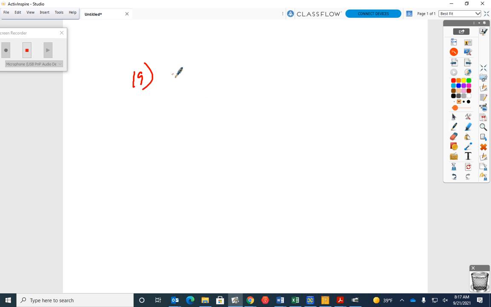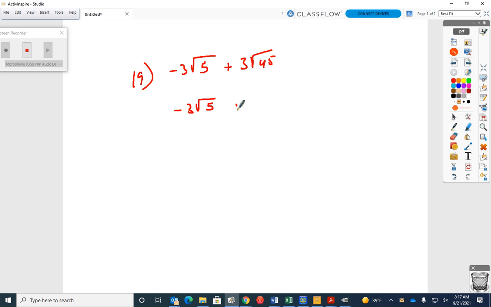Okay, I got negative 3 radical 5 plus 3 radical 45. Are either one of these simplified inside? The 5 is. I can't do anything with that. So in order to add this to this, this has to have what inside? A 5. So I'm going to bring this one down. So negative 3 radical 5 plus, give me some factors of 45. 9 and 5. Okay, are either of these perfect squares?